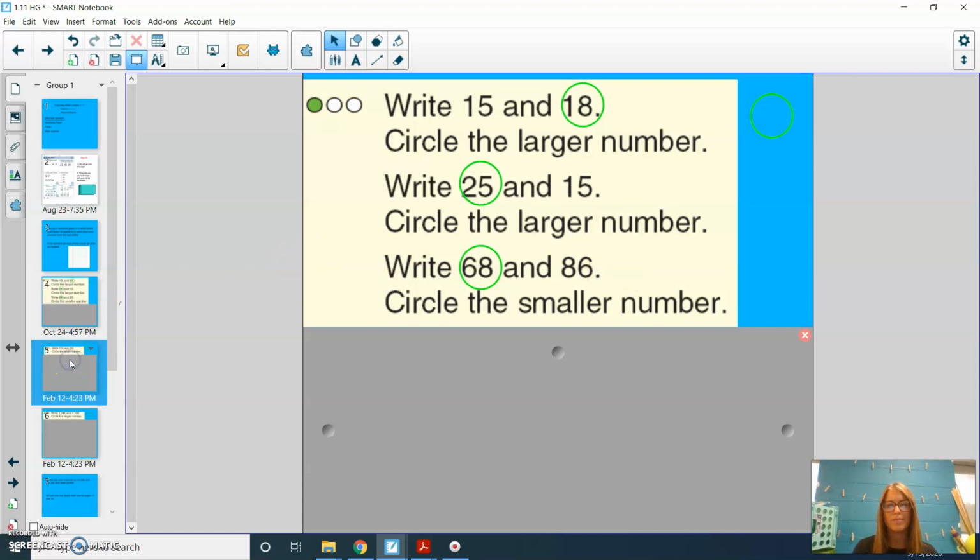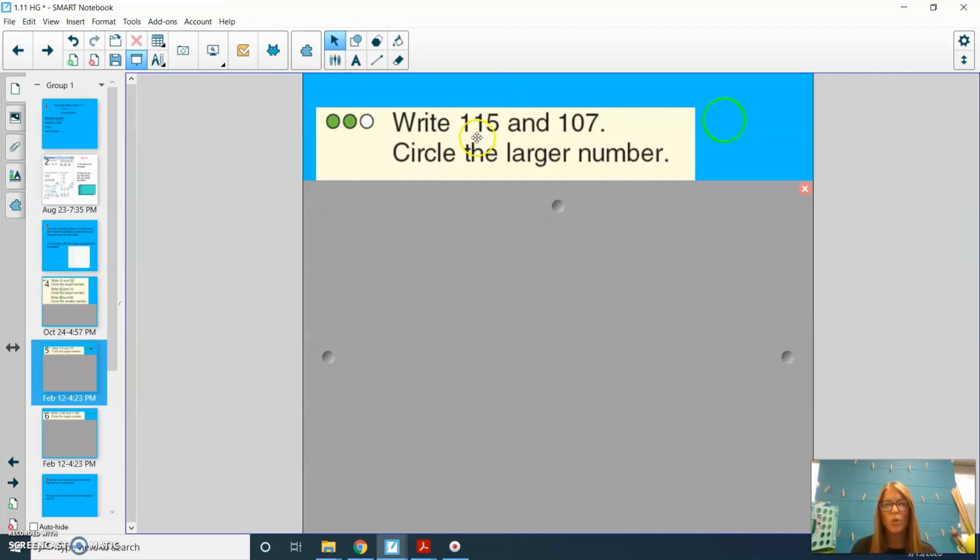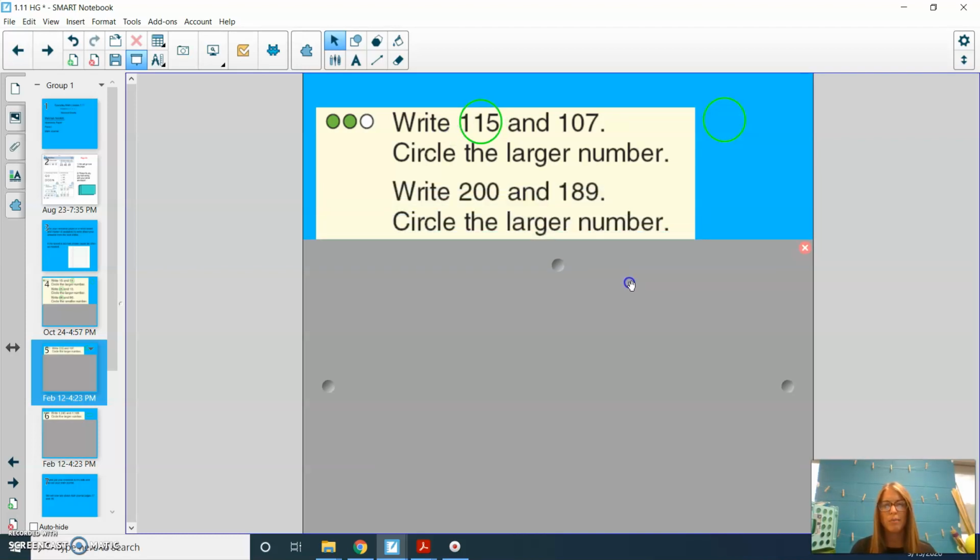Let's try some more. Will you write down 115 and 107? And will you circle the larger number? If I'm going too fast, you can press pause. The larger number would be 115. Can you write down the number 200 and the number 189? And circle the larger number.